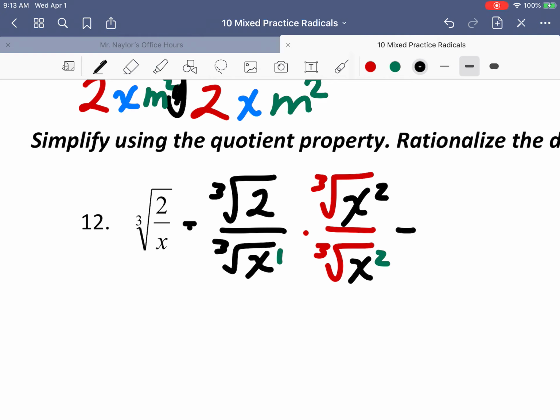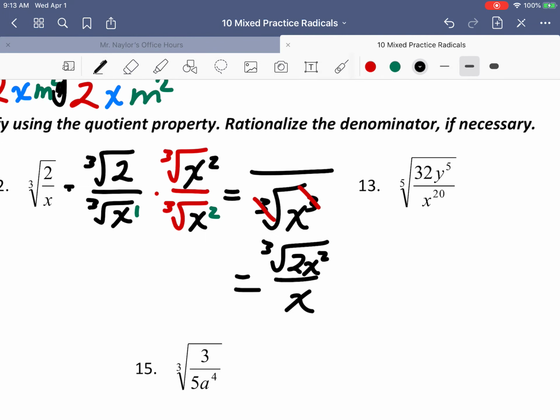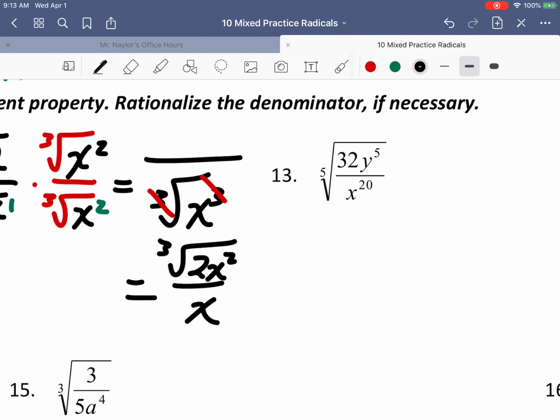Now, everything in the bottom is going to end up canceling out because I'm going to get the cube root of x cubed. Okay, the cube root of x cubed. So that's going to cancel, and that's going to leave us with just x in the bottom. If you want to skip to that, you can. It looks like in the top, I'm going to end up with 2x squared. Nothing changes there. So we get the cube root of 2x squared all over x.